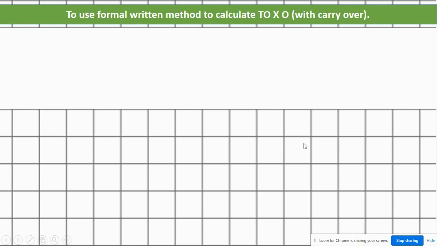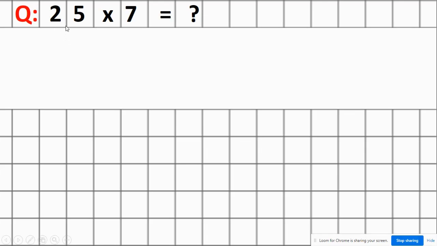Hello children. Our objective for today's lesson is to use the formal written method to calculate tens and ones multiplied by ones. And this would be with carryover. So let's see a sum. We have 25 multiplied by 7.